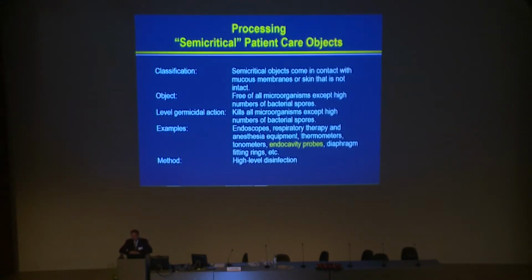Let me elaborate on semi-critical items. Again, these come into contact with mucous membranes. The object is that they should be free of all microorganisms except for some residual bacterial spores. The germicides, therefore, have to kill all microorganisms, such as mycobacteria, all viruses, including non-enveloped viruses, but may not kill large numbers of spores. And examples include endoscopes, respiratory therapy equipment. But in addition, you can see items that have more interest to you, such as endocavity probes, diaphragm fitting rings, and others. And they should be high-level disinfected.